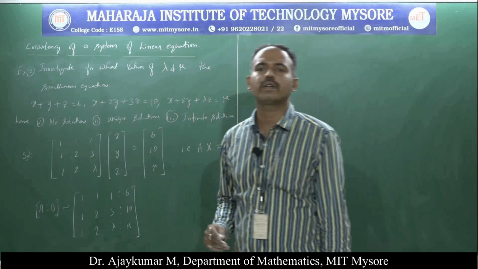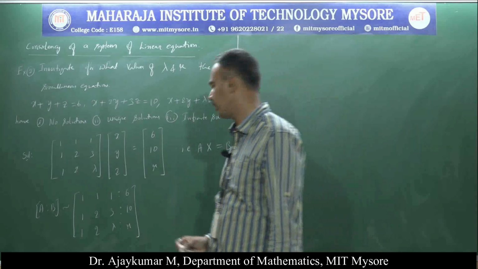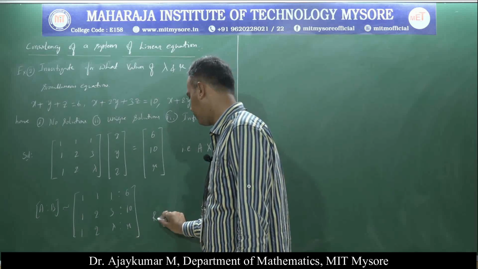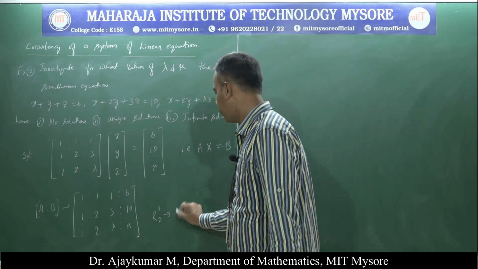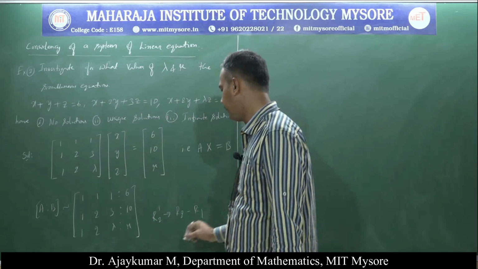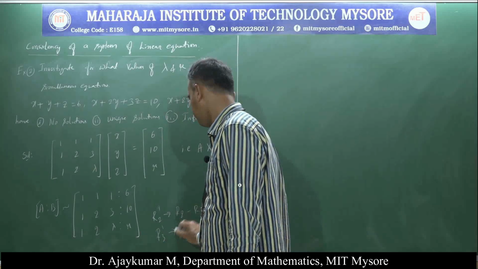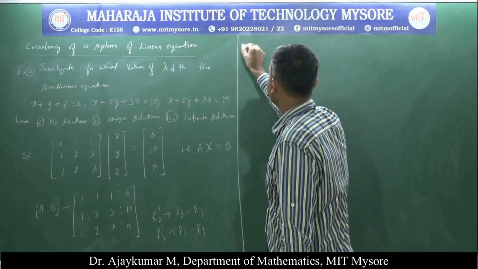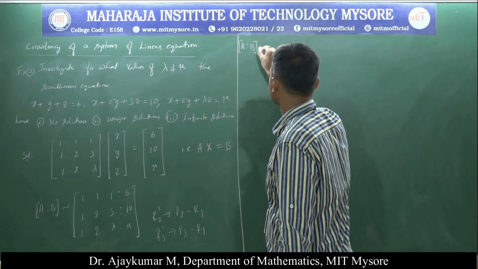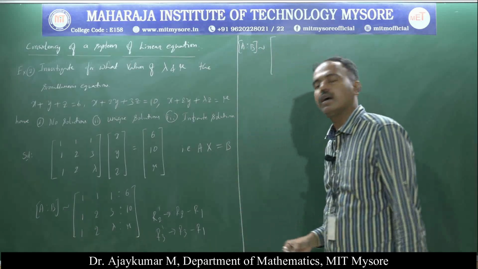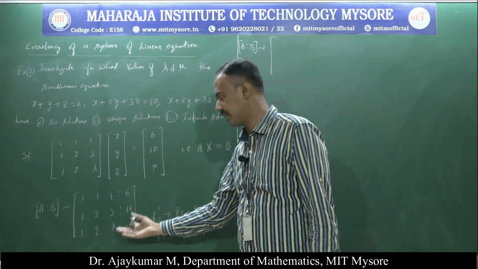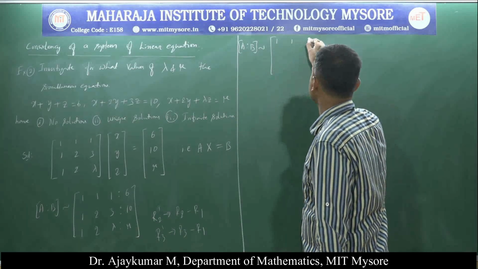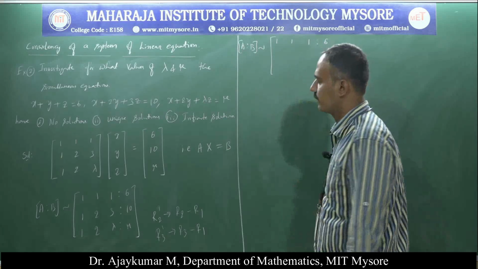To reduce to row reduced echelon form, we apply the row transformations R2 dash as R2 minus R1, and R3 dash as R3 minus R1. In the augmented matrix after the transformation, the first row has no changes, same as it is.